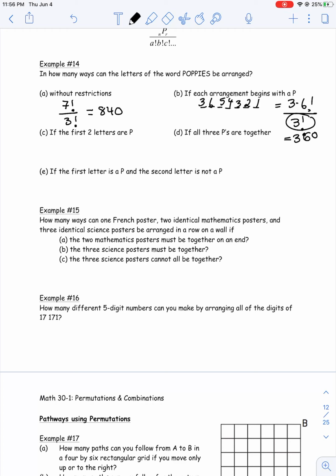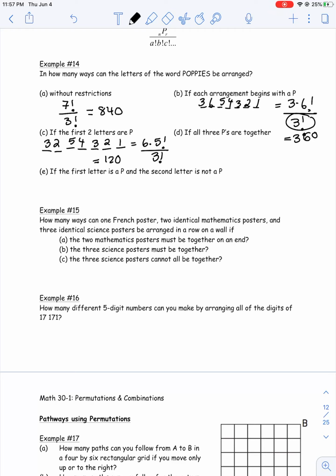Now, if the first 2 letters are P, that means we have 3, then 2 choices. And then how many letters are left? There's 5, 4, 3, 2, 1 letters left. So that's going to be 3 times 2 is 6, multiplied by 5, 4, 3, 2, 1 is 5 factorial. Then you would always, again, just like the previous questions, divide by the 3 repeating P's. And that would give you an answer of 120.